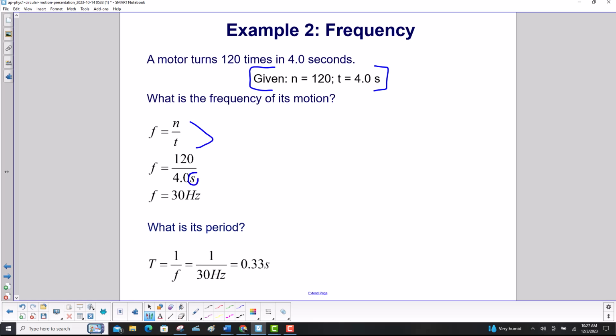Right? See how seconds is in the denominator? And the period then, we can either use t over n, or we can just do 1 over the frequency, the inverse of frequency. So 1 over 30 hertz, 0.033 seconds. And since this is seconds down here in the denominator, seconds inverse, that's also equal to just seconds.